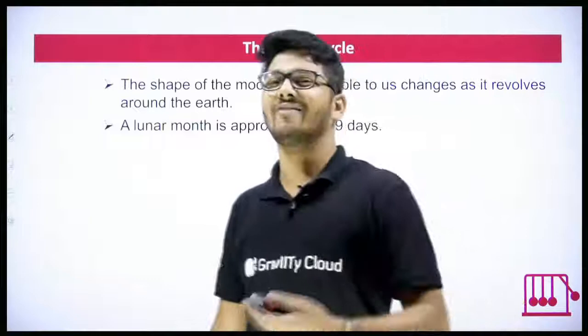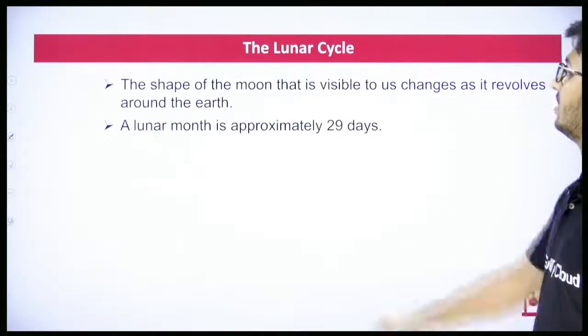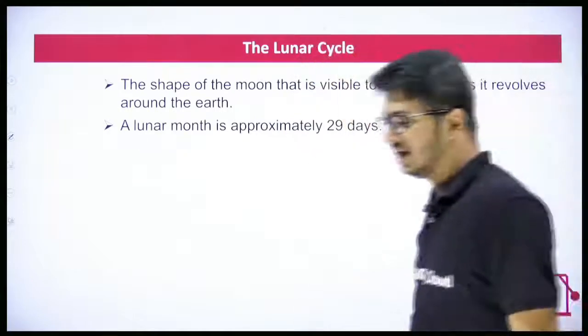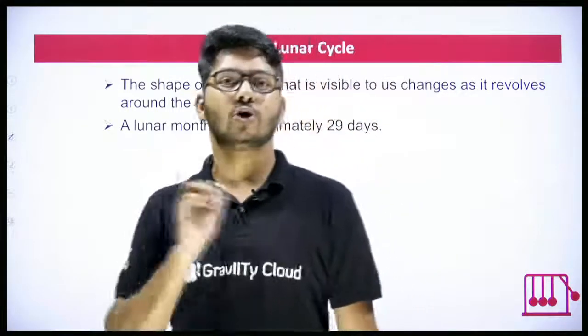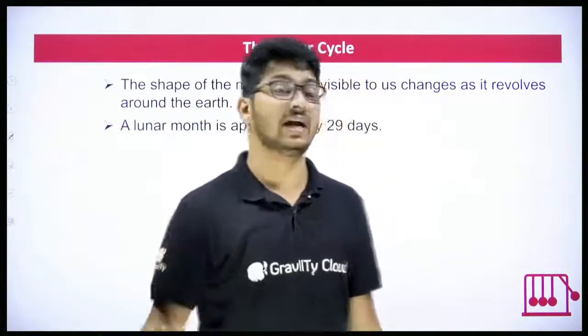Then only days? No, we had other natural examples also. That is the lunar cycle. Lunar refers to the moon. Solar refers to the sun. And what is the speciality of the moon?